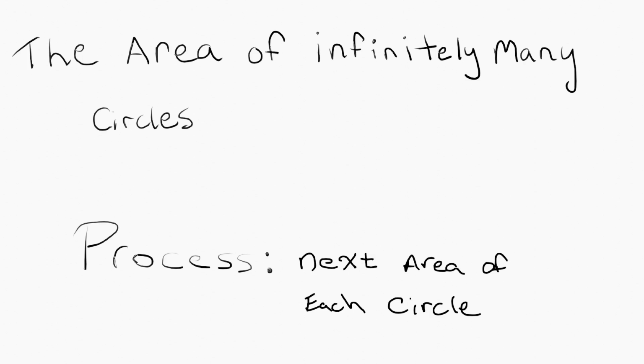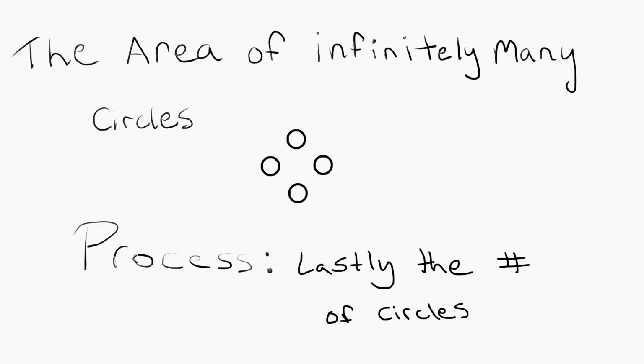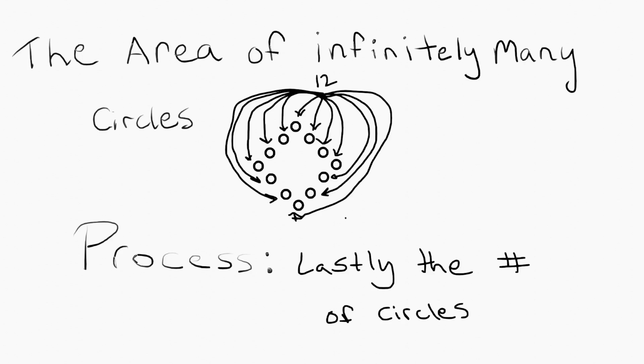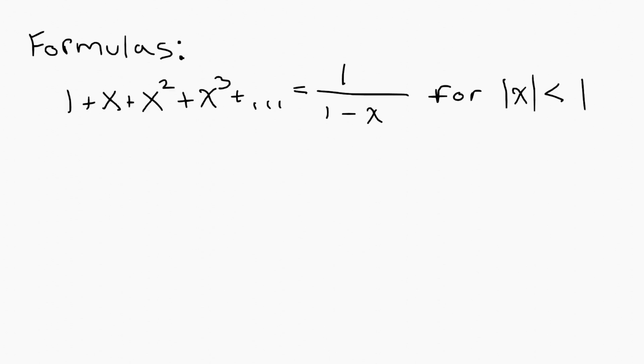Then we're going to look at the area of each one of those circles, and we're going to see that they get smaller and smaller. And then we're going to look at the number of circles on each level. To do this, the formula that we're going to need is the sum of 1 plus x plus x squared plus x cubed, and so on, for x less than 1. And we'll need to know that this equals 1 over 1 minus x.